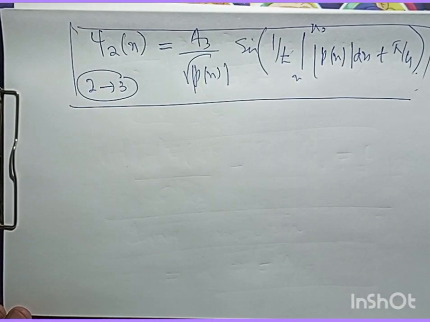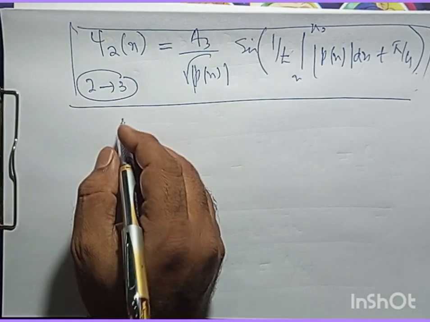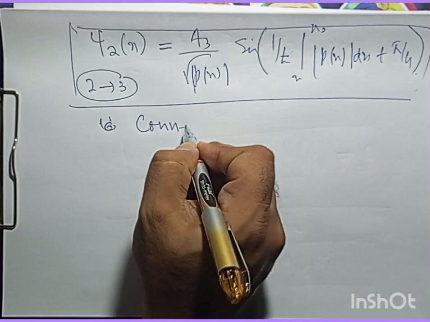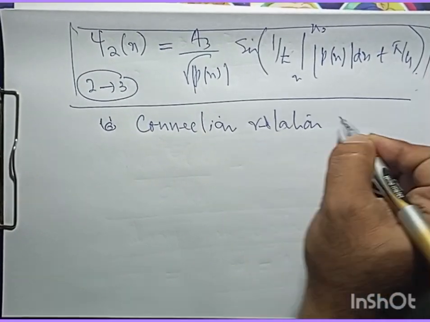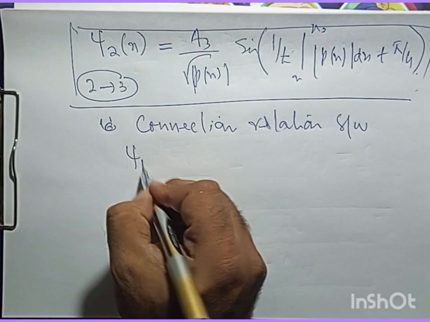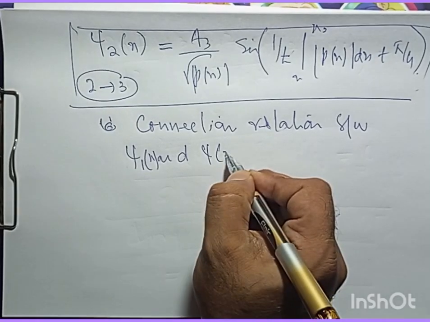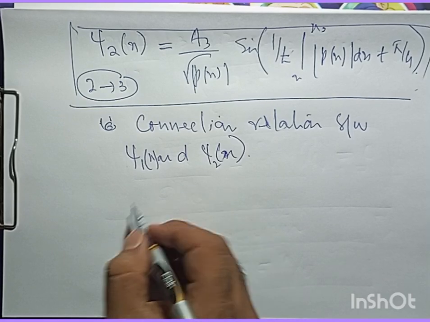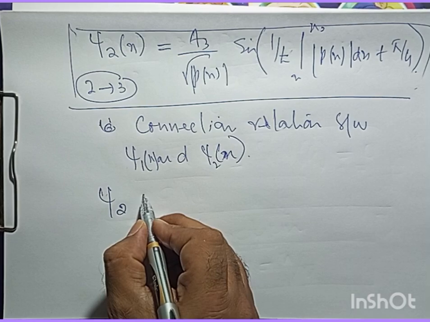Now, the same quasi-classical equation has to be developed using the same mathematical formulation between psi 1 and psi 2. So we want to have a connection relation between psi 1 and psi 2 of x. So if I write down psi 2 here, okay, what is my psi 2?